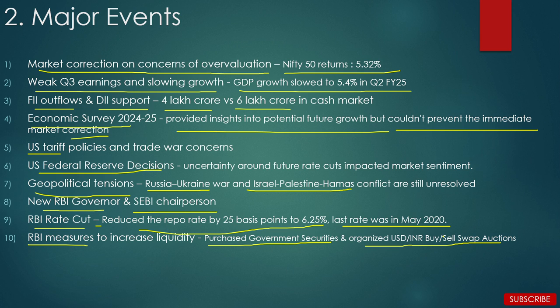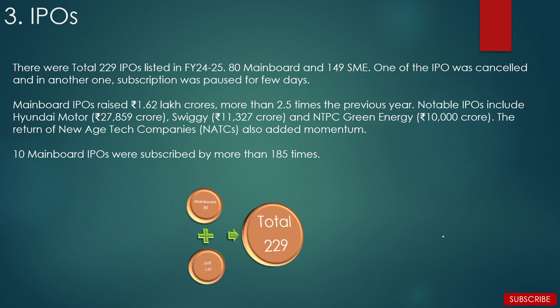Now let's see how the IPO space looked. There were a total of 229 IPOs listed in the financial year. 80 of them were main board and 149 were SME IPOs.